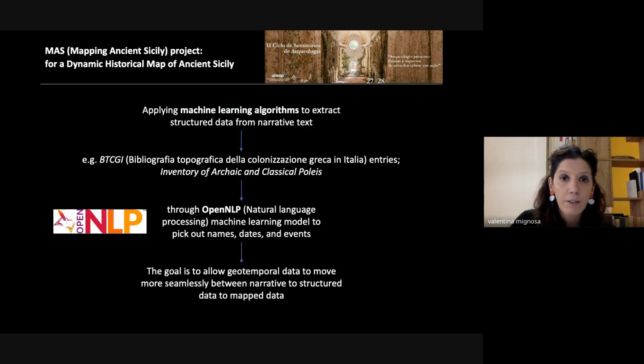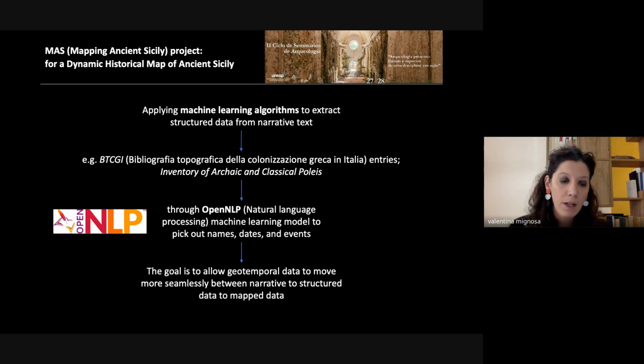So finally, we are developing this last month within our prototype the use of machine learning to extract structured data from narrative sources. Basically, we have taken, for example, some sources that are fundamental for us, like the inventory of archaic and classical poleis, and the Bibliografia Topografica, which is another very large source for everything that is about a place in Italy and in Sicily and southern Italy. So basically, every evidence, like numismatic, archaeological, historical, is summarized in these sources.